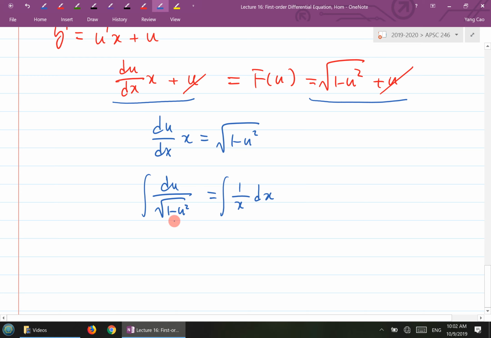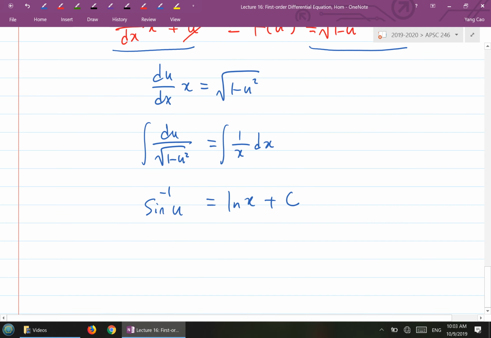The first integral, okay, that's actually first year. So this one you probably can use a formula. Typically, I'll give you this one here. So the result of this one is inverse sine u, and here's ln x, plus a constant c. And then that gives us u equal to sine of ln x plus c.